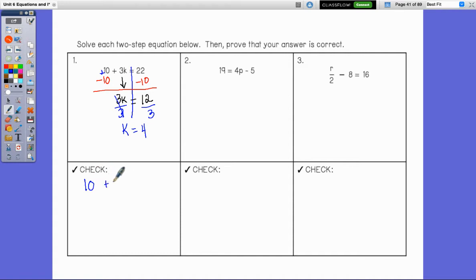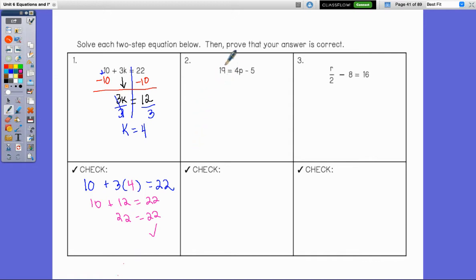Rewrite your problem in check form. Plug in your new answer, and I have 10 plus 12 equals 22. Does 22 equal 22? Yes, it does. Okay, let's go ahead and try another problem.